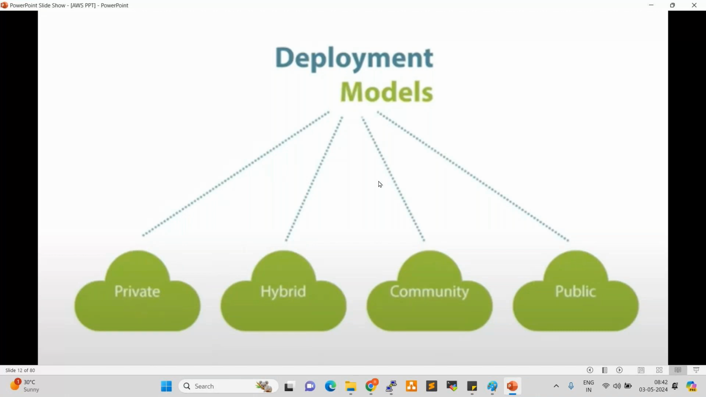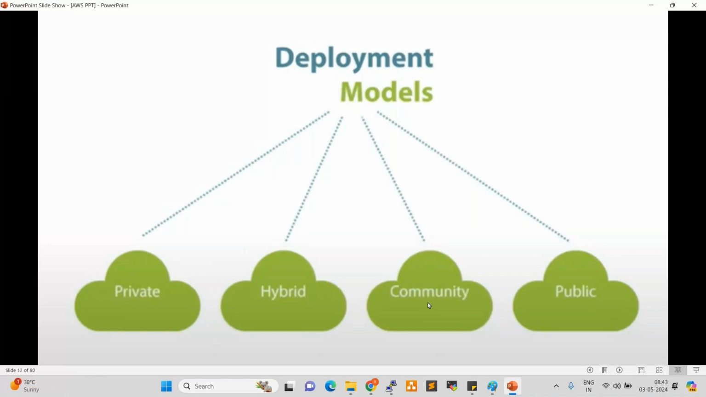Next one is the public cloud. What is public cloud? It is AWS cloud, Azure cloud, Google cloud, right? Next one is hybrid cloud. It is the combination of both public and private. Next one is community cloud. It is a government cloud, defense cloud. It is a more secure cloud.